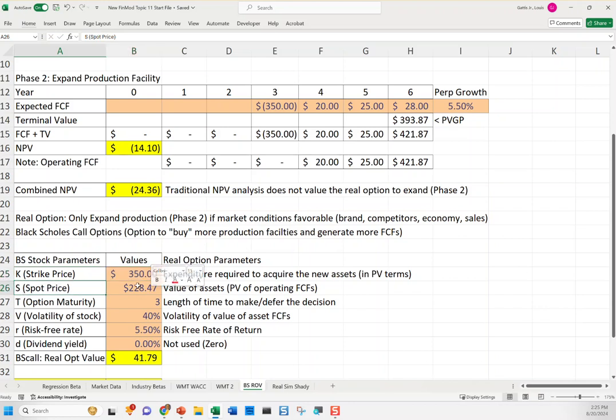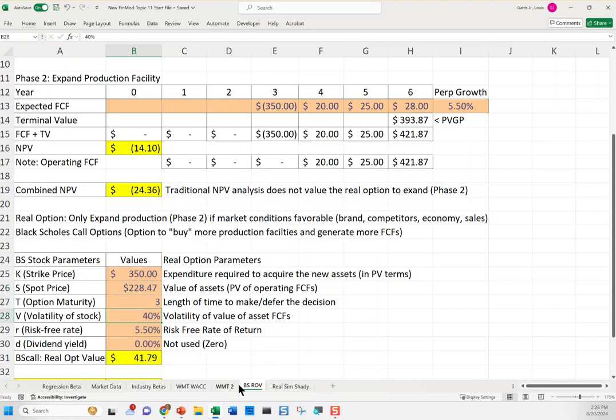So I have the right to buy this facility at 350. Its value is 228. That doesn't sound like a good deal, but you have this option for 3 years. You have 3 years to make the decision and you can walk away. Here's the key. The volatility of this value, I just made an assumption, is 40%. That's kind of like the normal volatility of an individual stock, 30%, 40%. The risk-free rate for 3 years, I assume, is 5.5%. And I use BS call and I get a $41 value. So the option's worth $41.